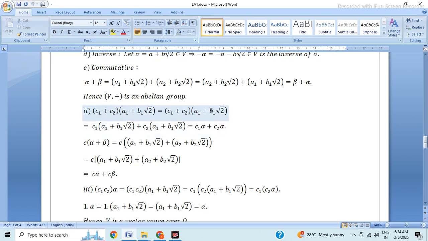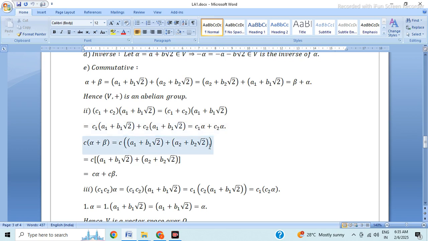Then what is that? C1 plus C2 into alpha. What is our alpha? A1 plus B1 root 2. Just multiply. First one, C1 into that term. Next is C2 into that term. Then we can write this is same as C1 alpha plus C2 alpha.